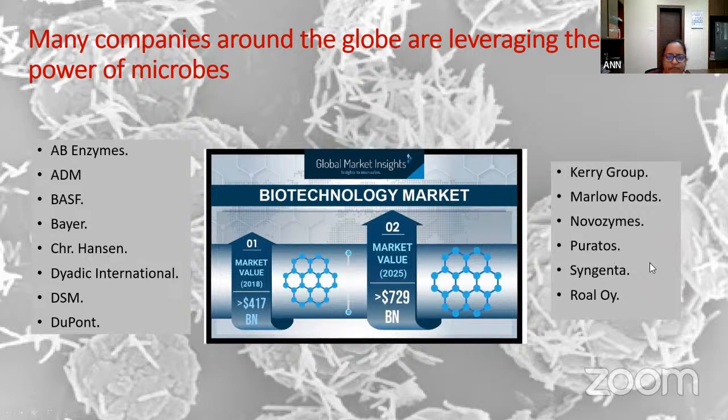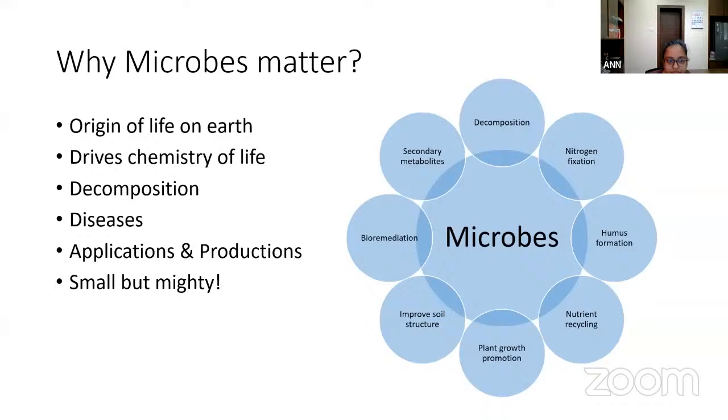consumption of enzymes would be of a scale that mankind has never used earlier. Or yeast cells, if used successfully, this would be really very huge, and it nowhere compares with what we currently use in the market today. So Carif Group, Marlow Foods, Enozymes, Syngenta, Royal, all these are a few other companies which are in the enzyme section. Now, why do microbes matter?